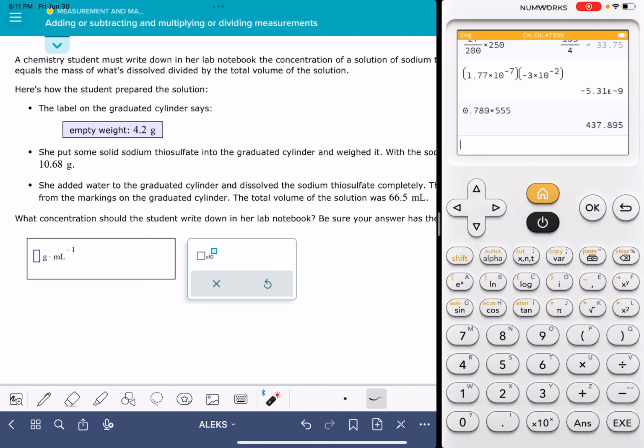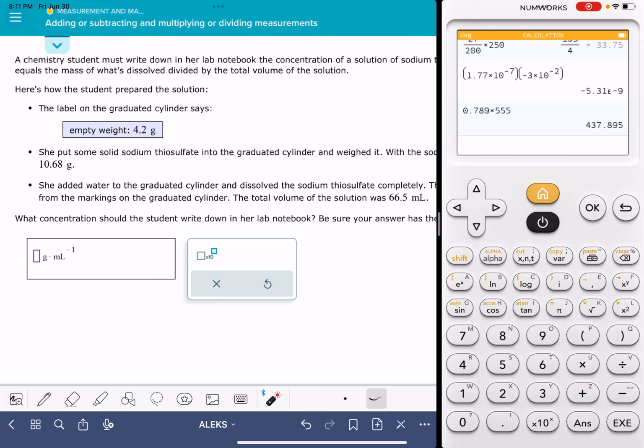In this video, I'm going to show you how to solve the ALEKS problem called adding or subtracting and multiplying or dividing measurements. It looks like there are two different versions of this problem, and this version that we're looking at, I believe, is the harder of the two. I'm going to show you how to solve this version of the problem, and I'm also going to talk about how you would solve the other version of the problem.